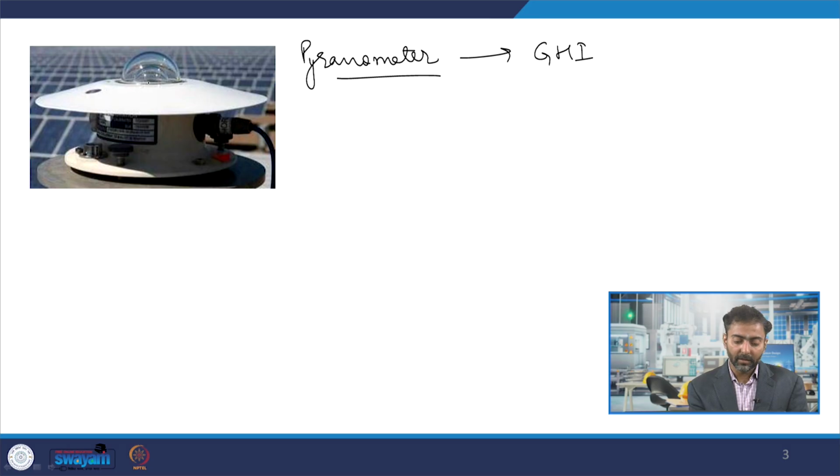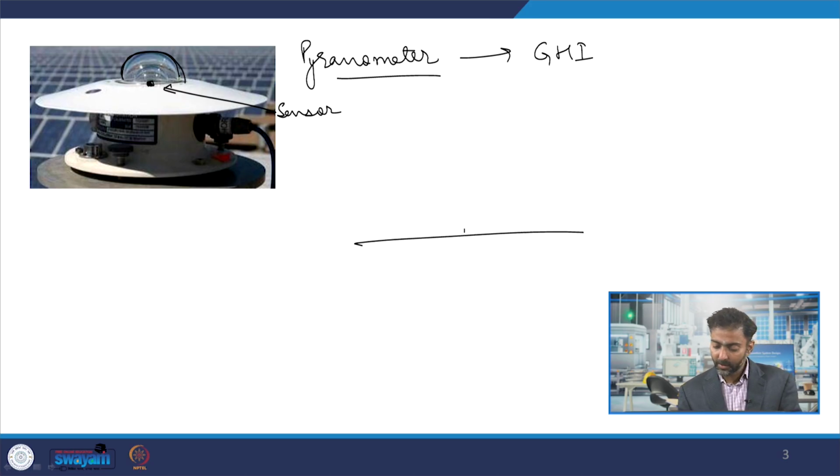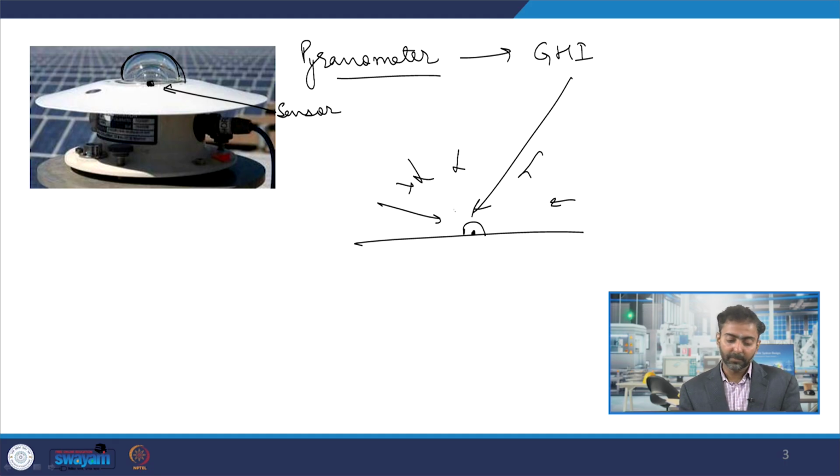So here, just at the base of this glass dome, you have the sensor. And then there is this glass dome on top of this to protect it from the atmospheric interferences of water or wind or other things. And then you can see, as you can expect, the solar radiation will be falling from all directions. So you have a pyranometer seated here, and it is getting radiation from all sides. So you are having the beam radiation, you are having the diffuse radiation, all those components are there. So this particular device will capture both the DNI and as well as the DHI.